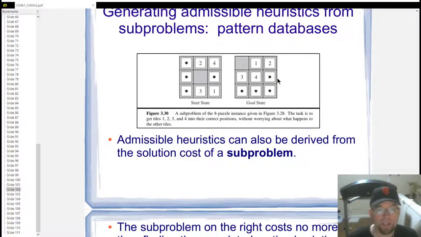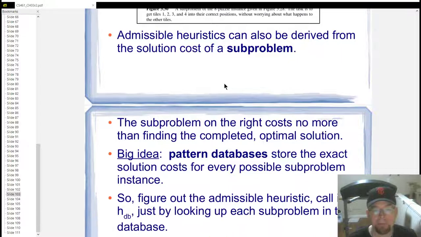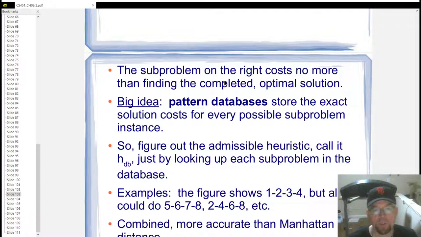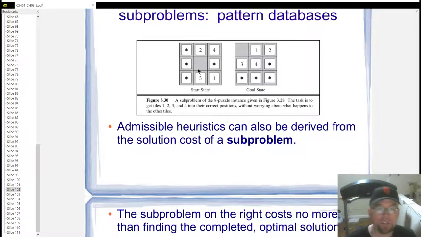Another way you could do it is you can just say, well, let's not consider every single tile, right? Let's do a subset of those tiles and then base our scores off of that. Another thing you can do is you can say, let's build a database of patterns, right?